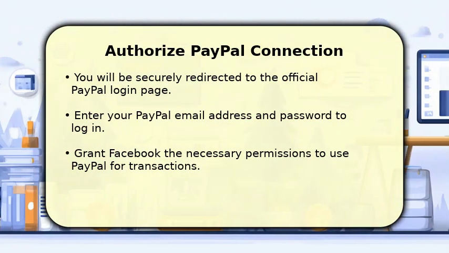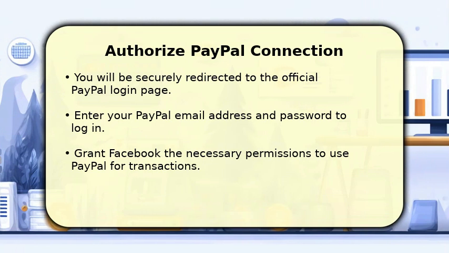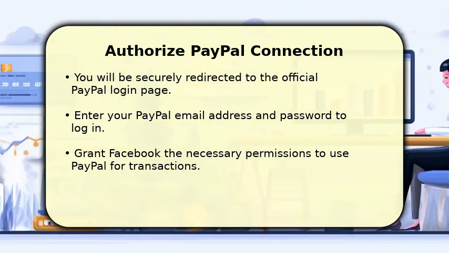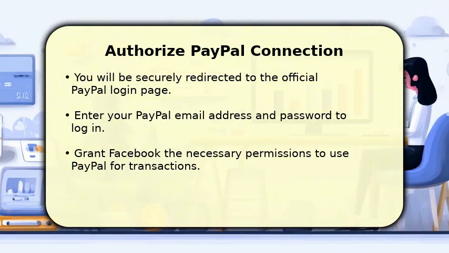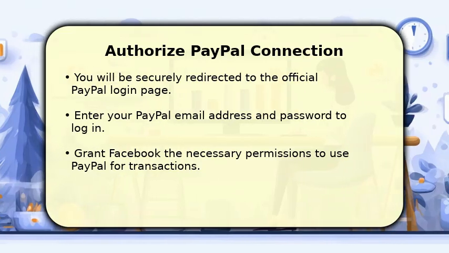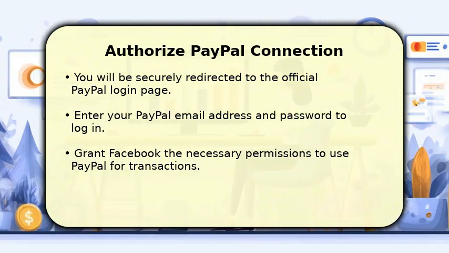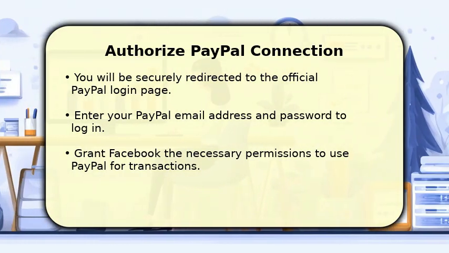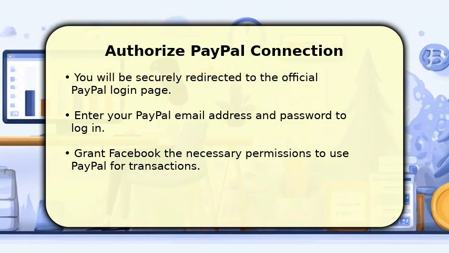After selecting PayPal, Facebook will securely redirect you to the official PayPal website. Here, you will need to log into your PayPal account using your registered email address and password. This step is vital for authorizing the connection. Once logged in, PayPal will ask you to grant Facebook permission to use your account for payments. Carefully review these permissions and then confirm.